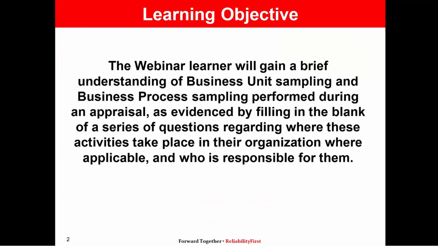We will be reviewing our learning objective. The webinar learner will gain a brief understanding of business unit sampling and business process sampling performed during an appraisal, as evidenced by filling in the blank of a series of questions regarding where these activities take place in their organization and, where applicable, who is responsible for them.